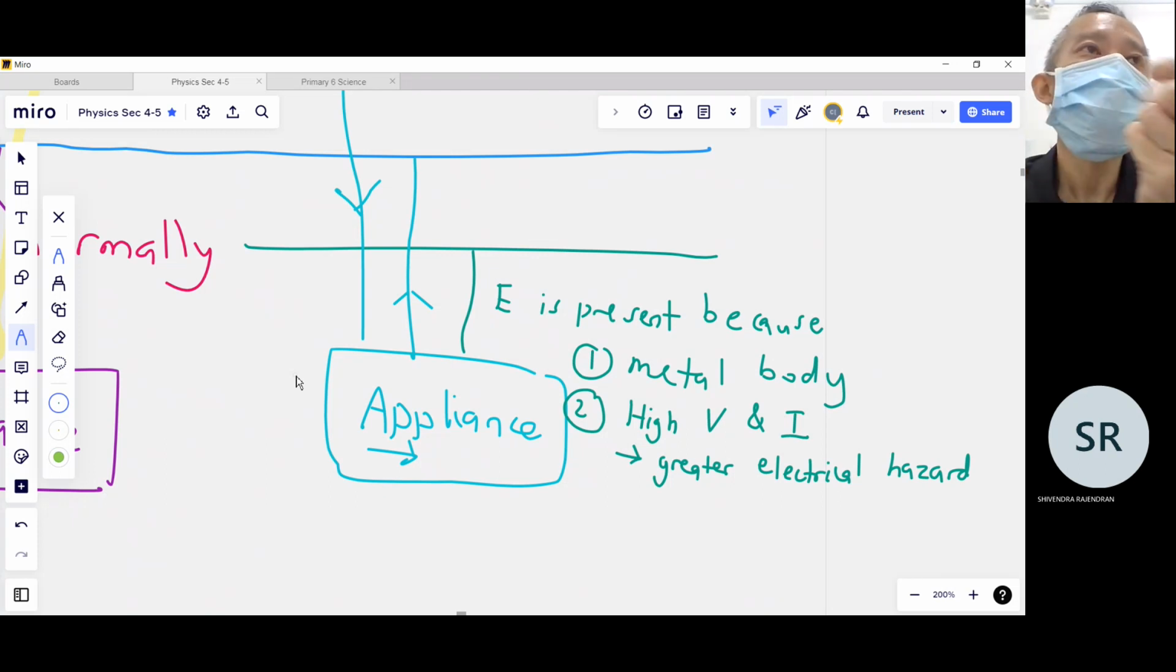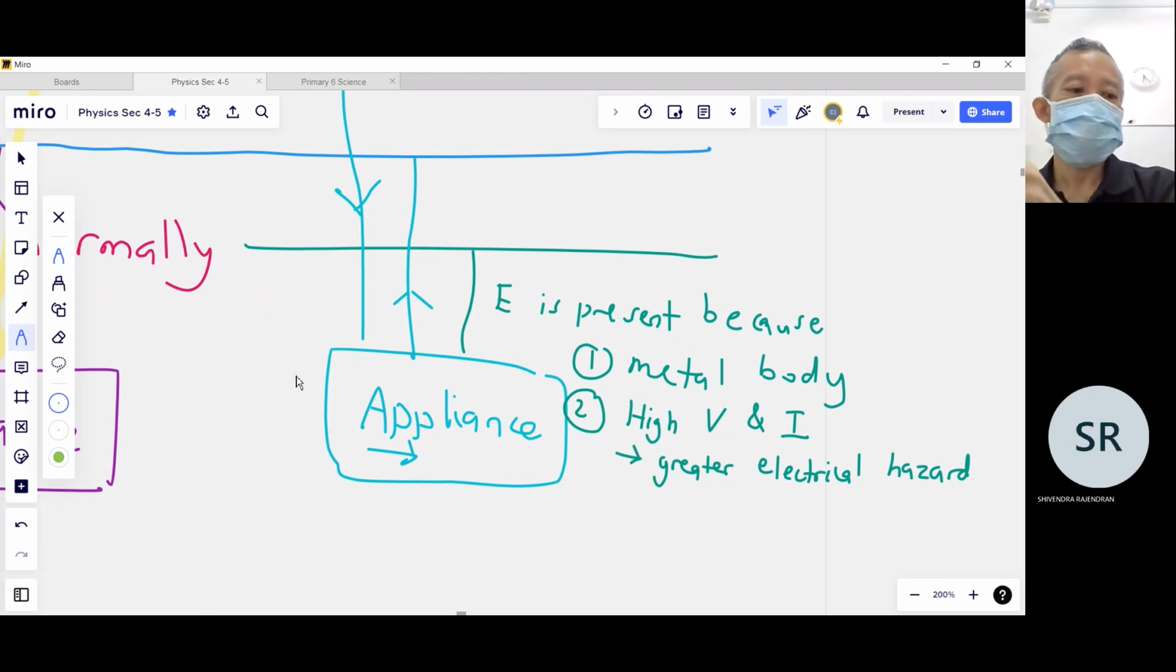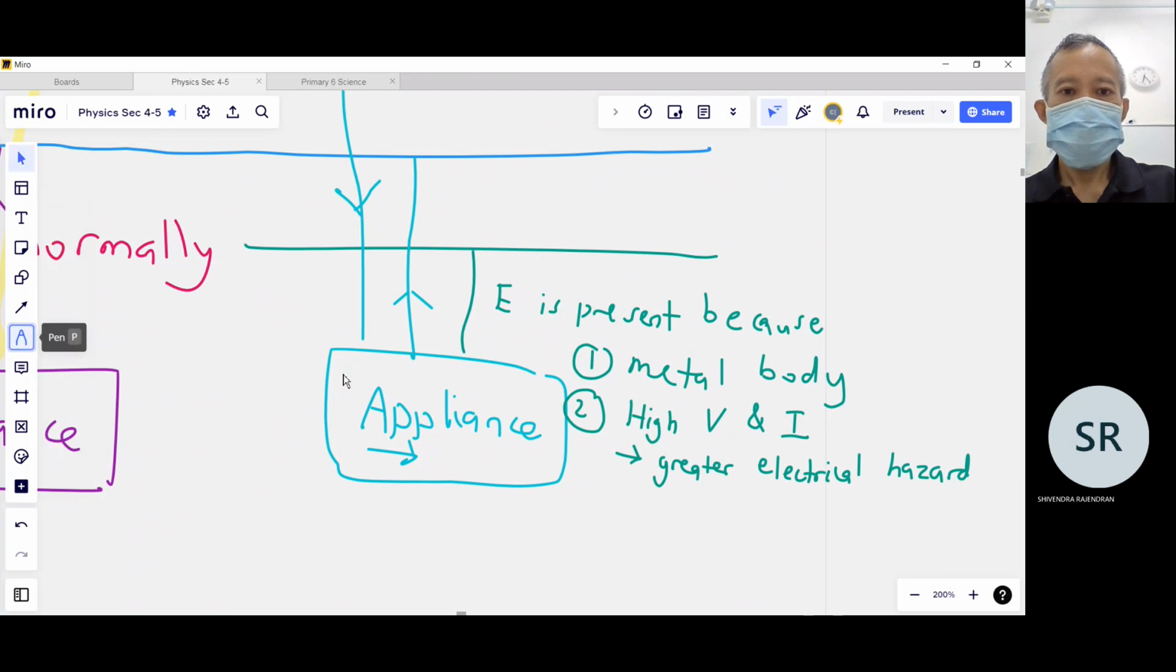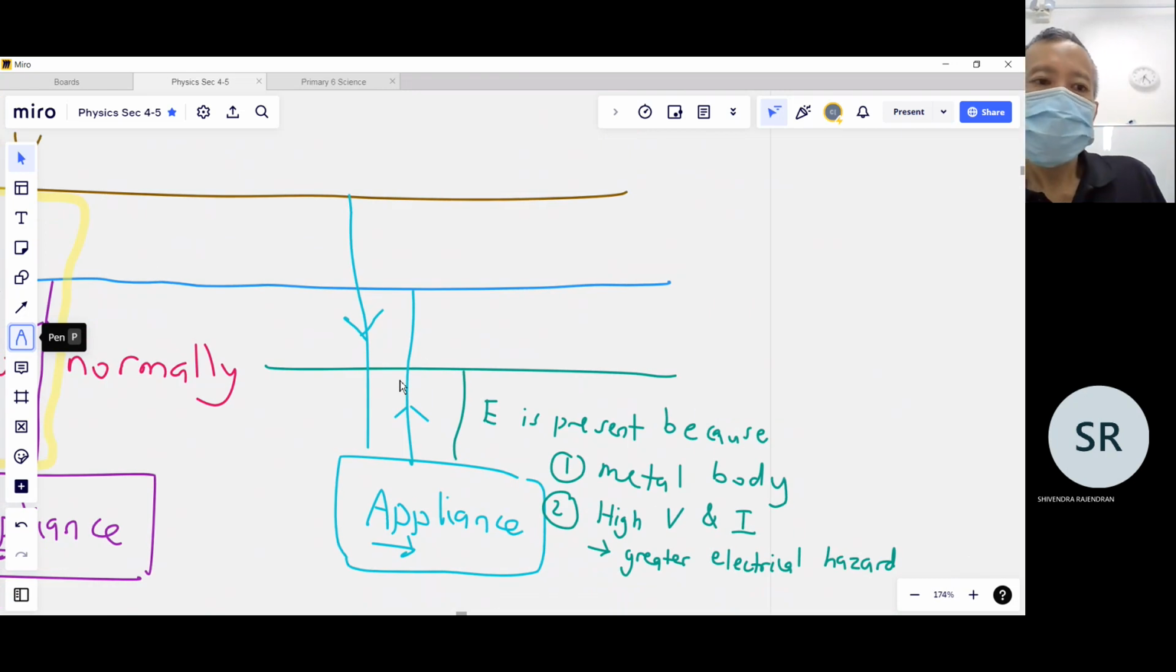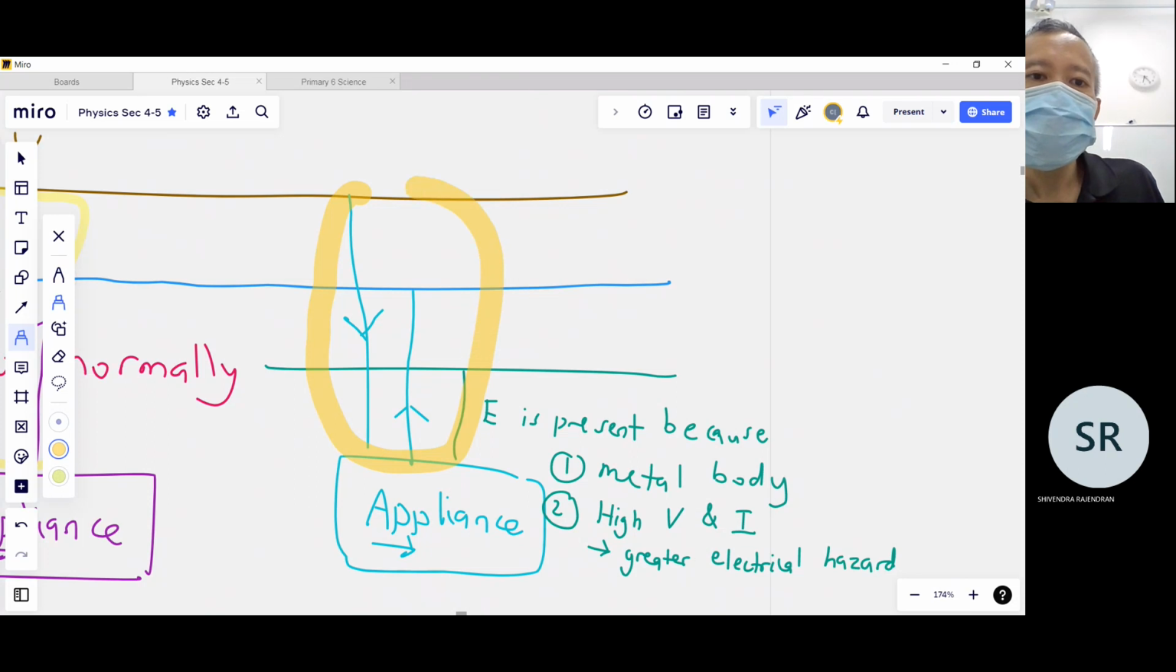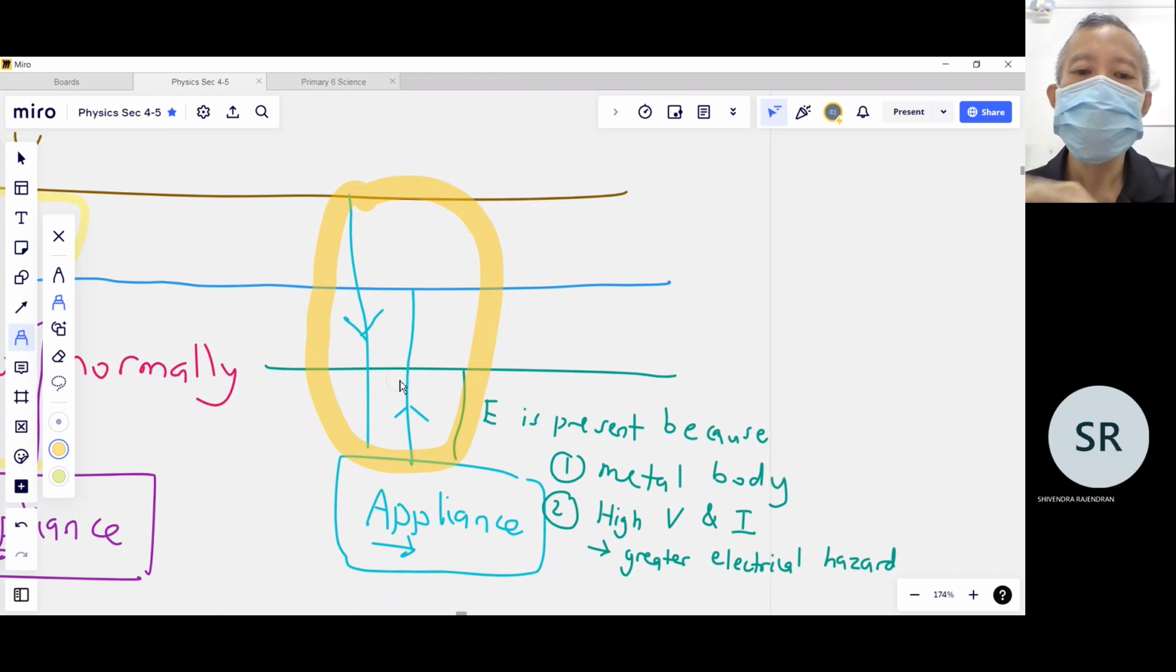High current, high voltage also, and it has a metal body. But as I mentioned lastly, just be very clear: these 3 wires are all wrapped up within a casing. So you normally can't see the 3 individual wires unless you open up the casing or the wire insulation.